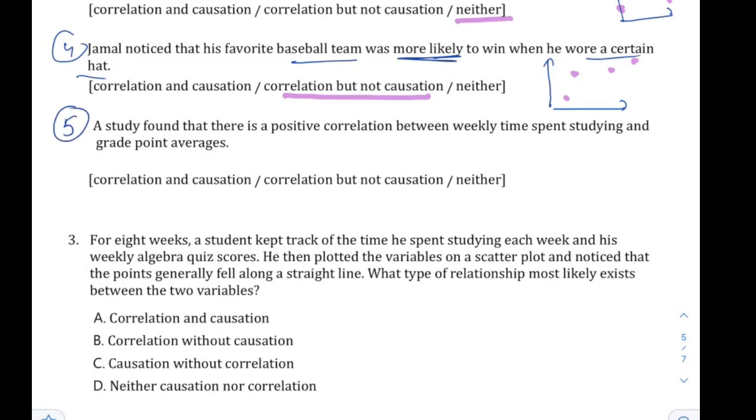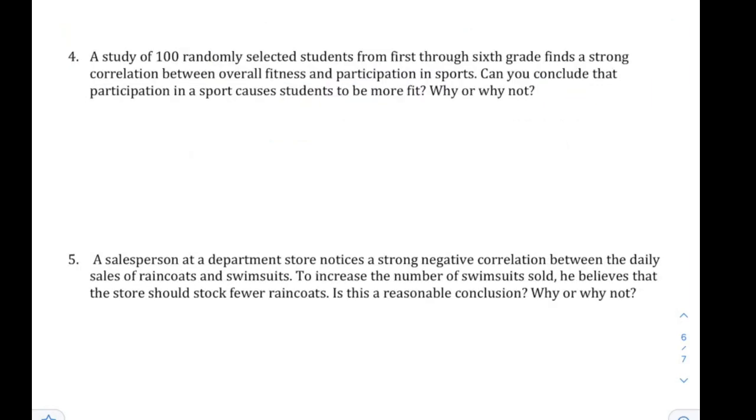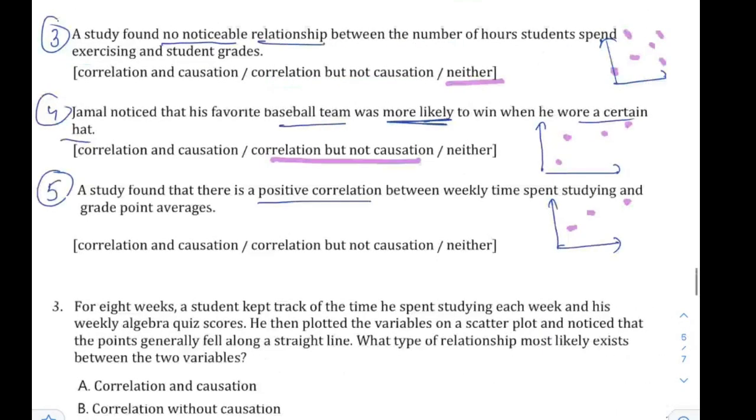Now, 5. A study found that there is a positive correlation. So let's try to find positive correlation between what and what? Weekly time spent studying. So it is a relation between study time and grade point average, your score. Most likely, yes, of course, when you study more, it's possible to get good grades. So your GPA will be better. So it is definitely correlation. He mentioned that it is increasing, so it is positive correlation. So it is correlation and causation. It's both correlation and causation. The first one, we have both now.